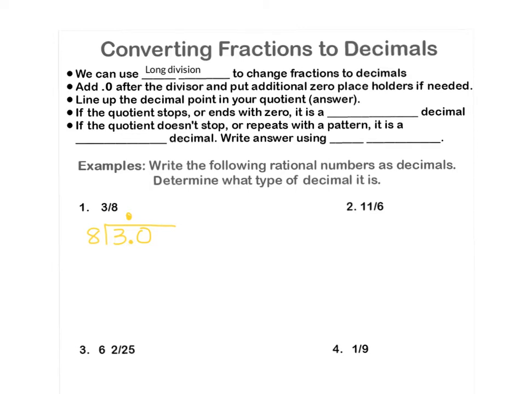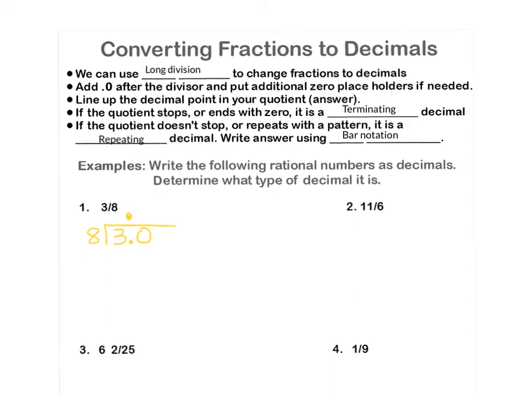Now, if the quotient stops or ends with a 0, we call that a terminating decimal. And if the quotient doesn't stop or it repeats with some kind of pattern, we call that a repeating decimal. When we get a repeating decimal, we want to write our answer using bar notation. So coming back down here to our example, let's start solving this using long division.